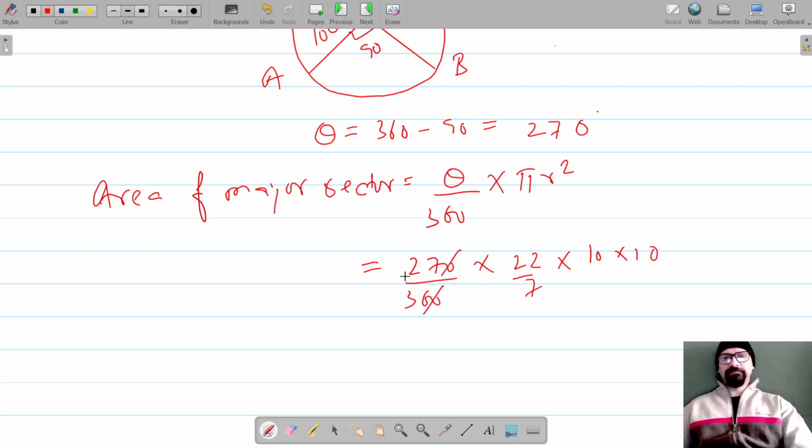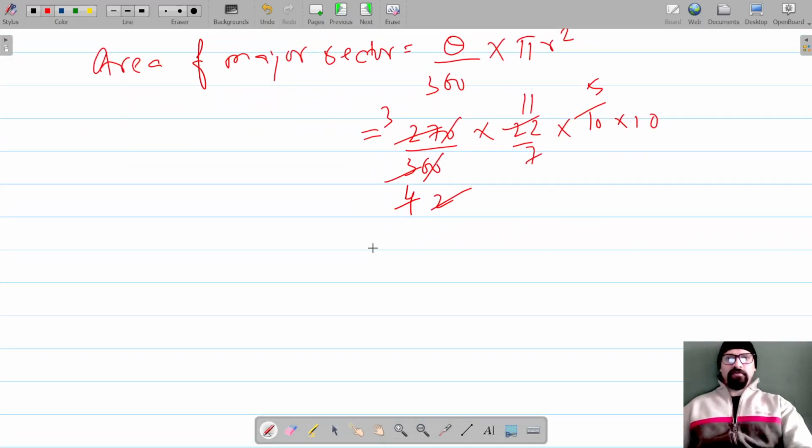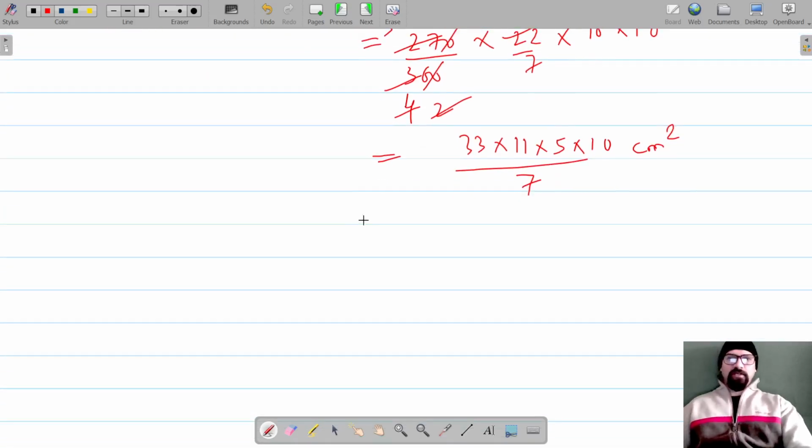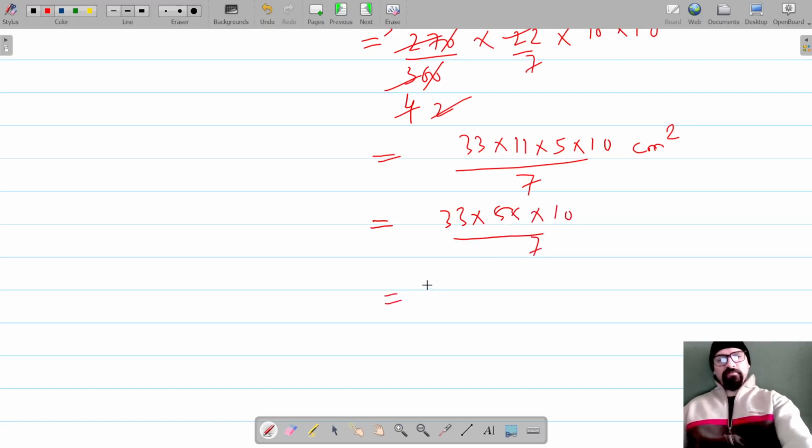So this gets cancelled. 9 3s are 27, 9 4s are 36, 2 2s are 4, and 11, and 2 5s are 10. So this is 33 into 11 into 5 into 10 by 7 centimeter squared. Now, 33 into 55 into 10 by 7. So if I multiply this, it gives me the values.